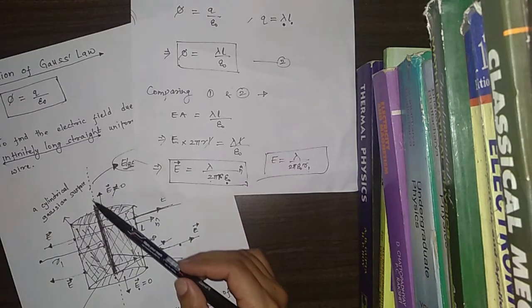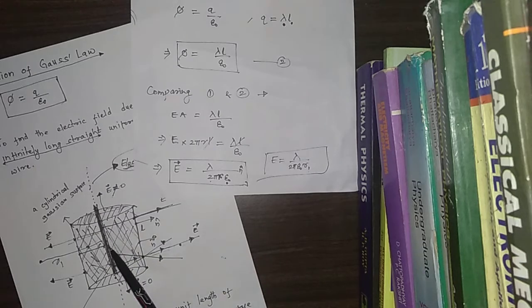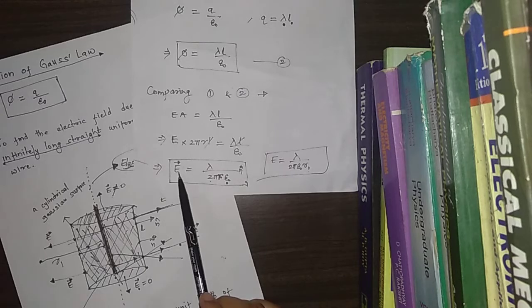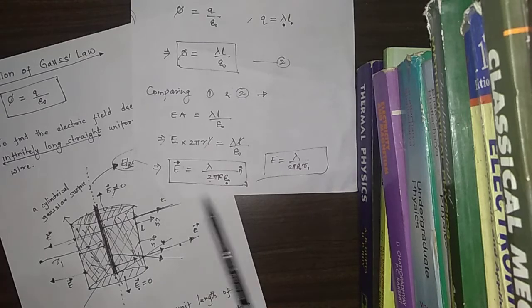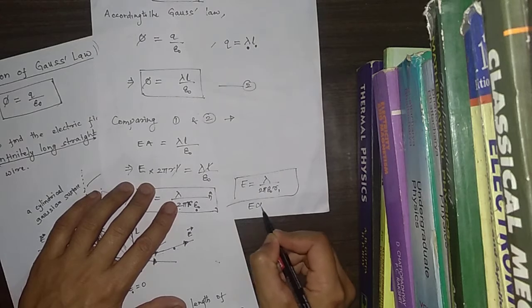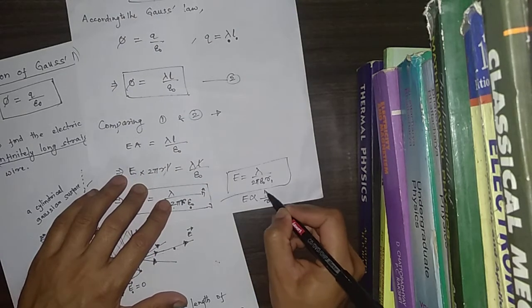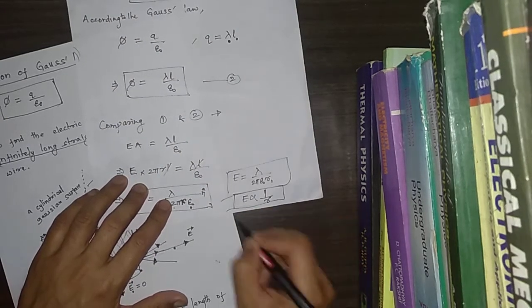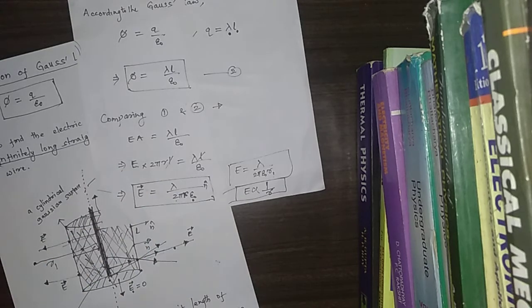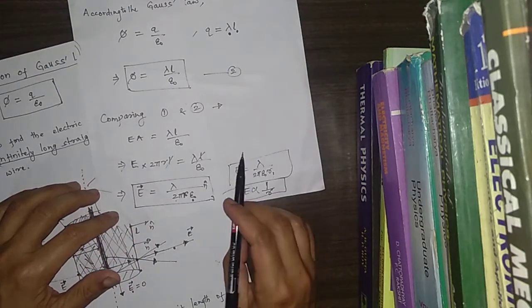So if we have an infinitely long straight wire, the value of the electric field near this wire will be more because it is inversely proportional to the radius. And if you keep going away from this infinitely long wire, the value of the electric field keeps on decreasing because E is inversely proportional to r, which is the distance or the radius of the Gaussian surface. So this is it for today.